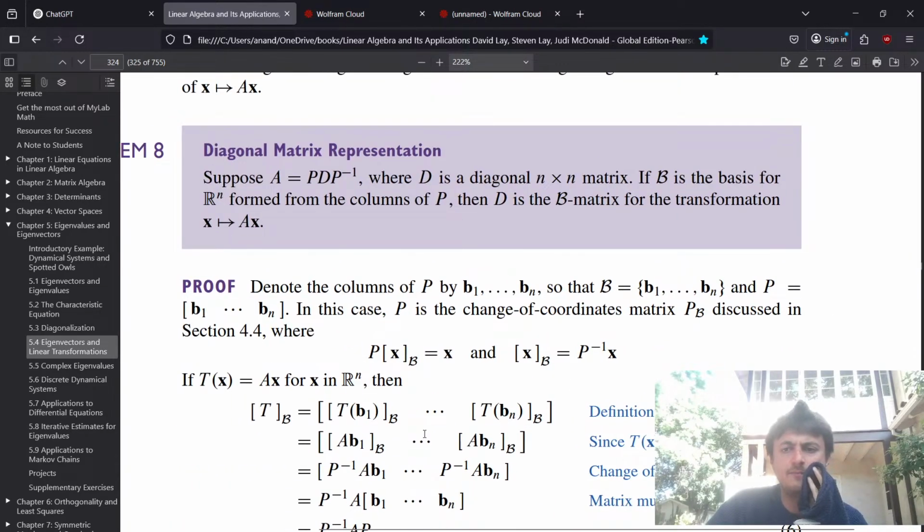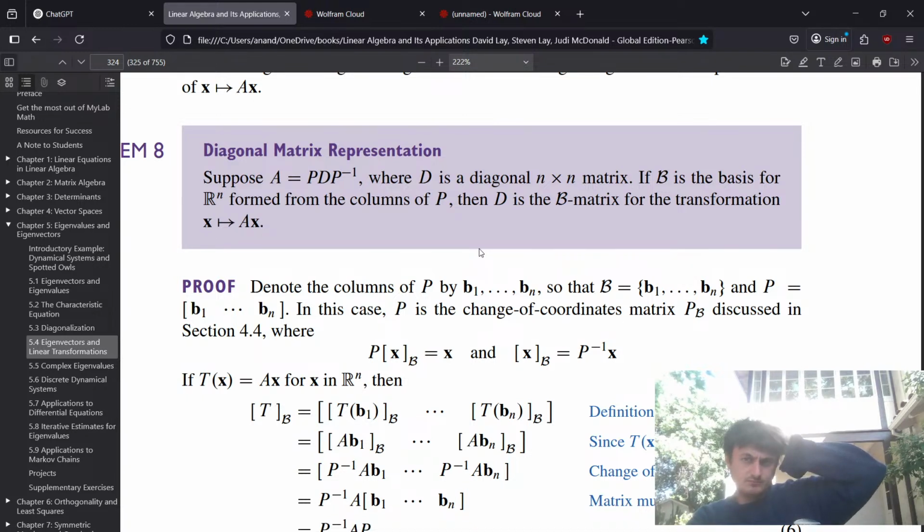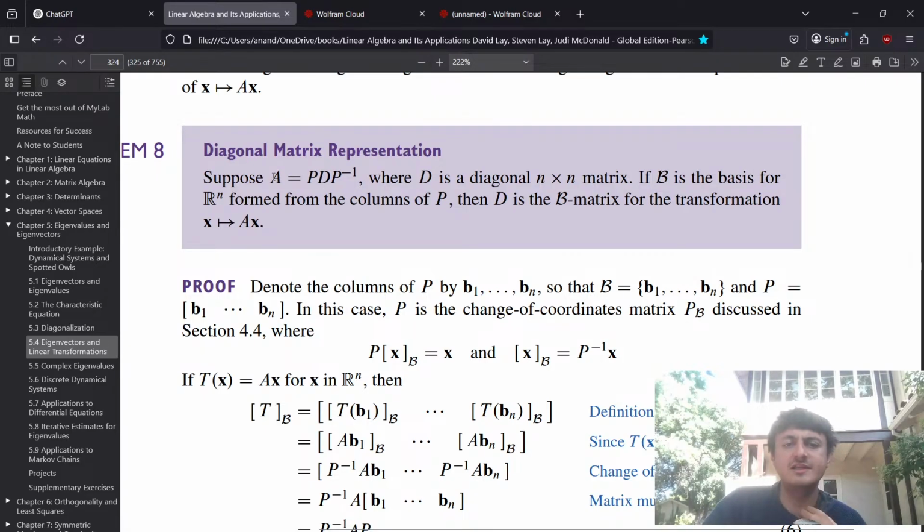So what was the theorem? The theorem is that then D is the... and so we need to remember that if this is the case and D is diagonal, then the elements on the diagonal are the eigenvalues, and then the columns of P are the eigenvectors. So if B is the eigenbasis of A, then D is the B matrix of the transformation. Right. So D is the eigenbasis transformation, basically.